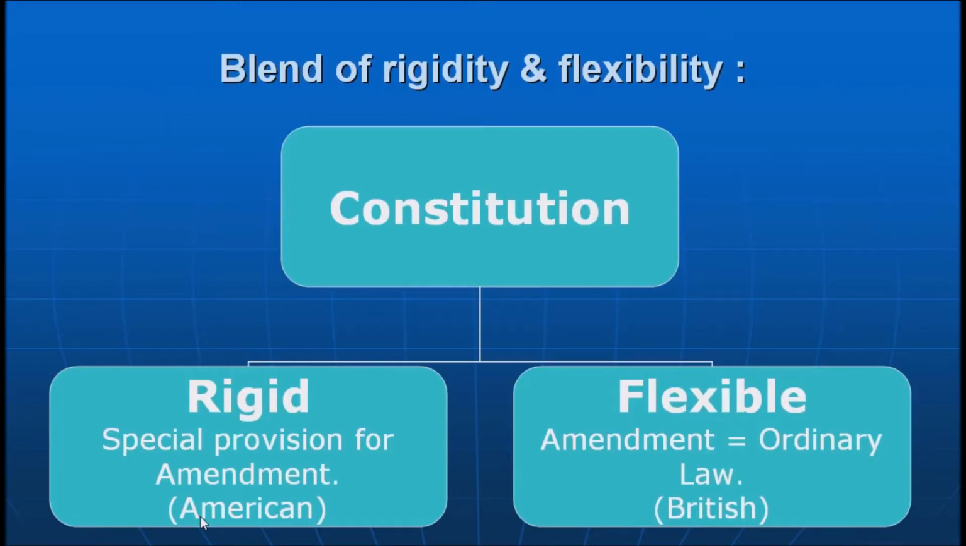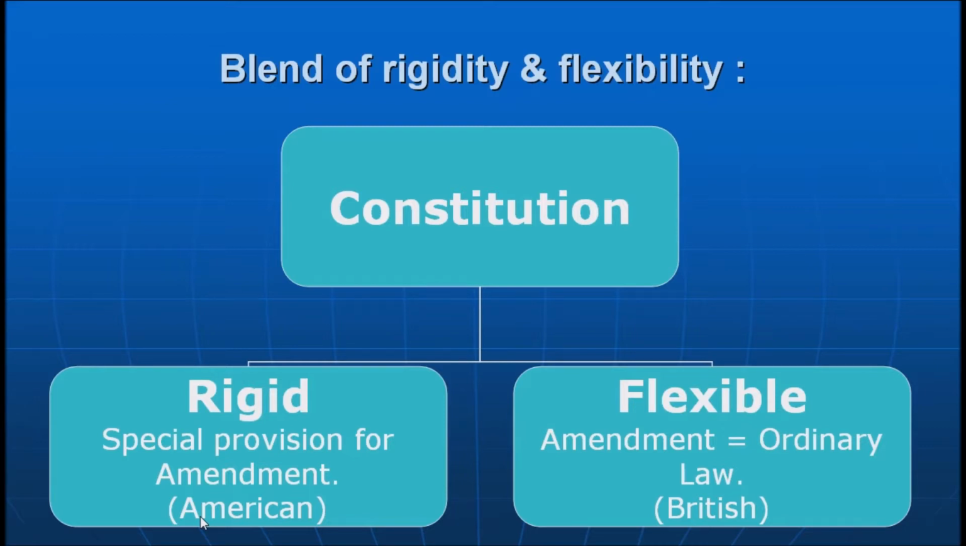Blend of rigidity and flexibility. Rigidity means very tough, something which cannot be easily changed, and flexible is something which can be changed easily. According to that, constitutions are divided into two types. The first is the rigid type and the other is the flexible type. A rigid constitution requires a special provision for its amendment. If any kind of amendment has to be done in the constitution, it requires special provisions.